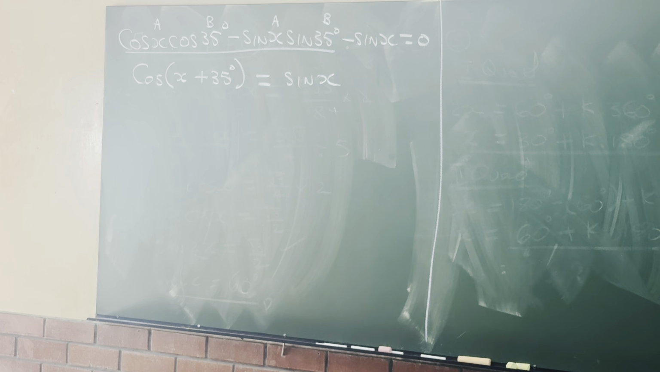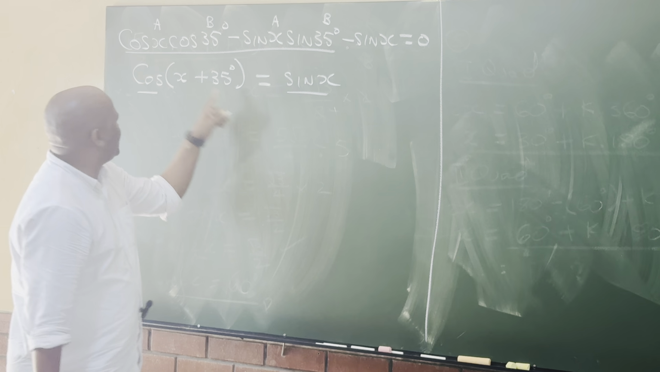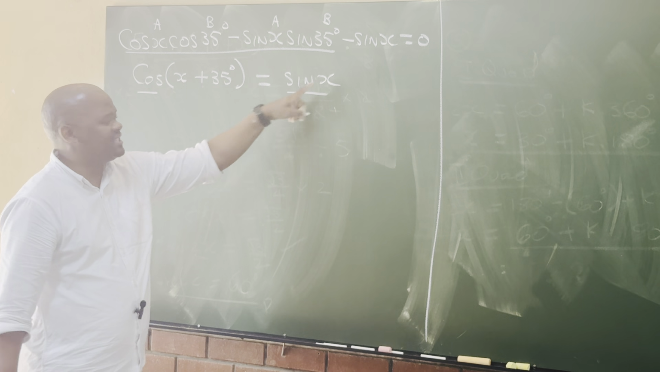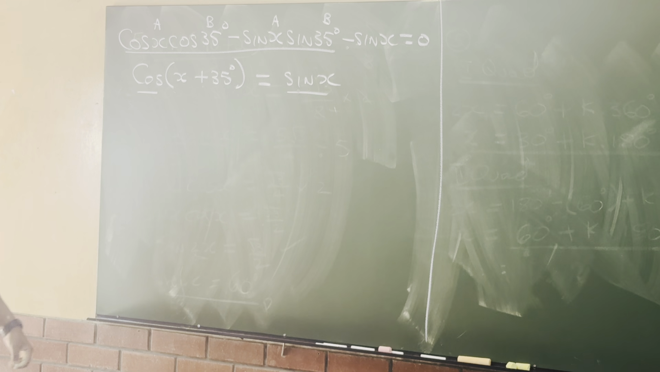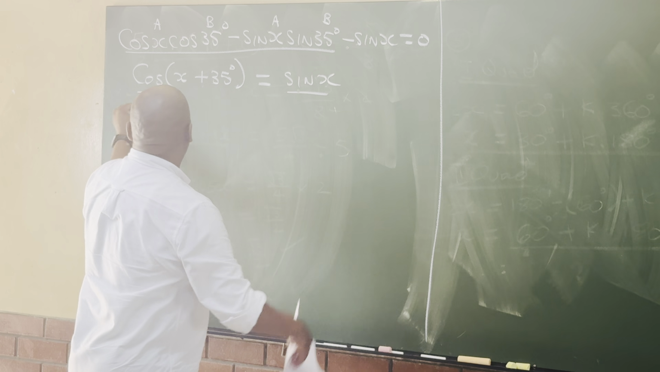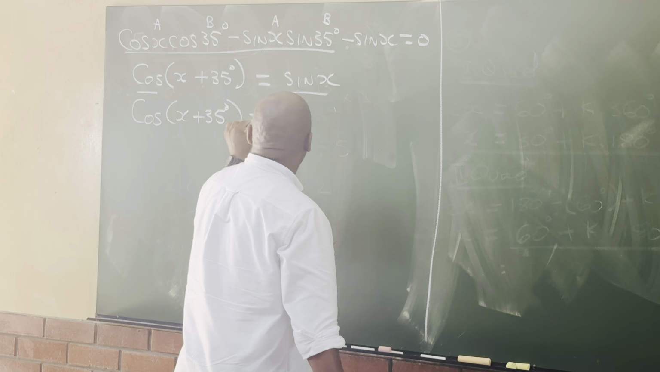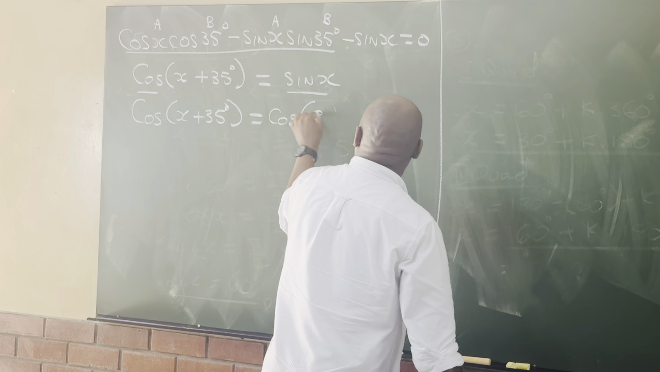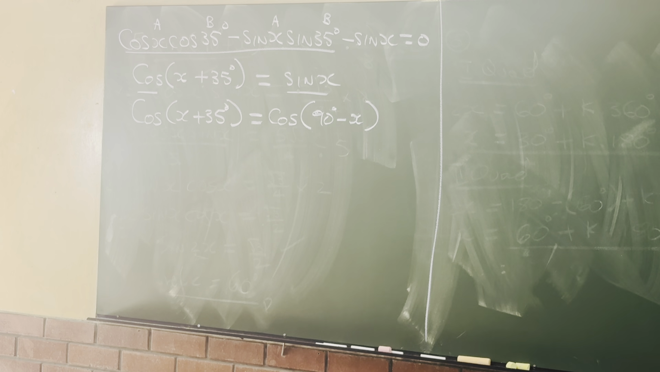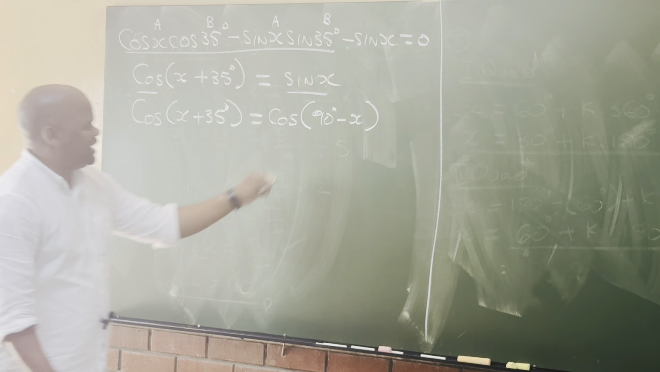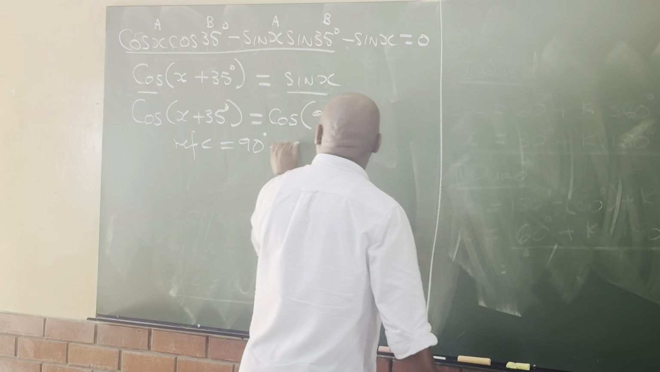And then from here, we change using the co-relation because we want everything to be expressed in terms of cos. Because you cannot divide by cos on both sides since the angles are not the same. So we have to change this to go to cos. How? By introducing a 90. So now this is cos of (x plus 35) is equal to cos of (90 minus x). Now everything is expressed in terms of cos. So this will be the reference angle, which is 90 minus x.